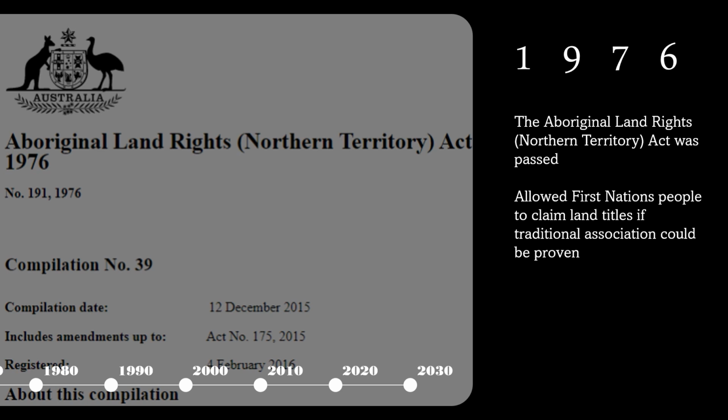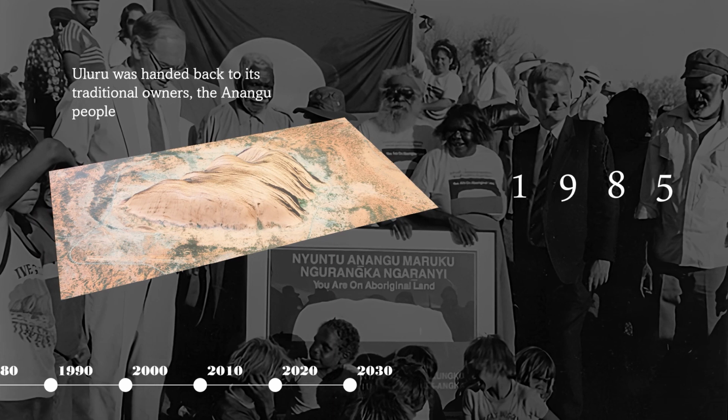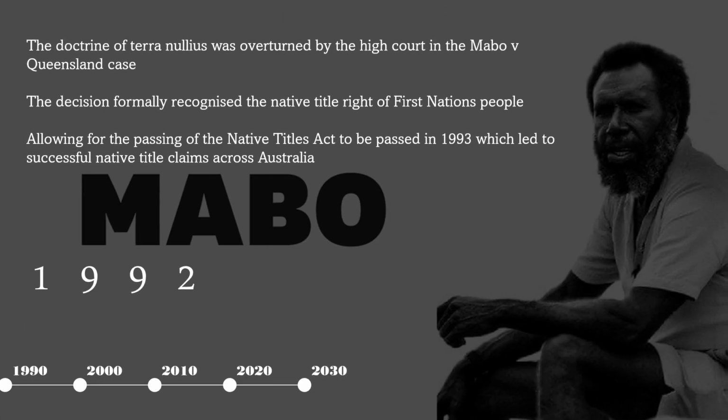Continuing the push for reparations, the Aboriginal Land Rights Northern Territory Act was passed in 1976 by a federal parliament with bipartisan support, which was the first legislation in Australia that allowed First Nations people to claim land titles if the traditional association could be proven, resulting in Uluru being handed back to its traditional owners, the Anangu people, in 1985.